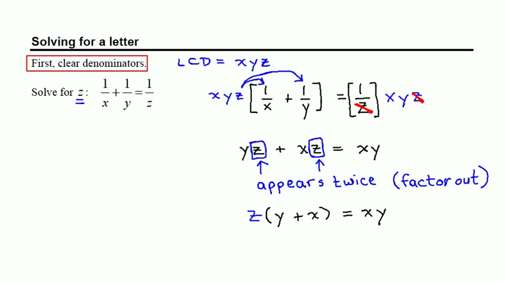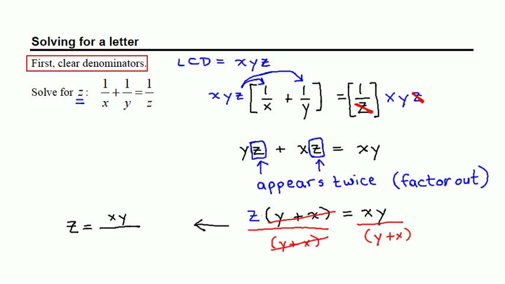Now that I have it in this form, it's fairly straightforward to finish. Since z is multiplied by the factor y plus x, I can get z alone if I simply divide both sides by this factor y plus x, which will cause it to drop out of the left-hand side and give me a nice form for z. I can write this as z equals xy over, I could leave that as y plus x or write it as x plus y, just to have a little bit nicer symmetry here.